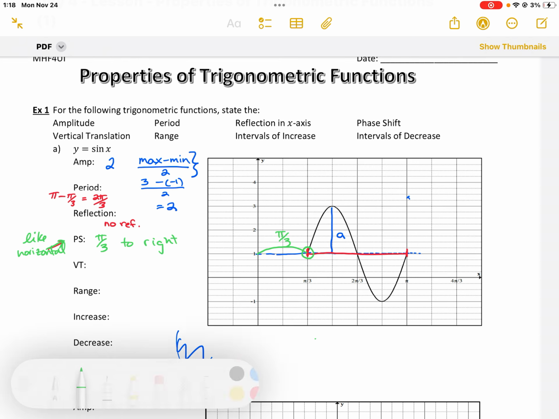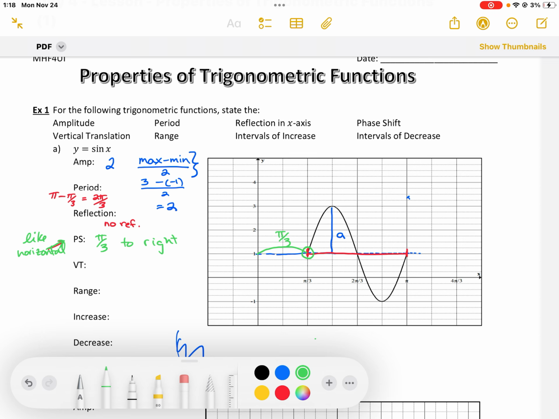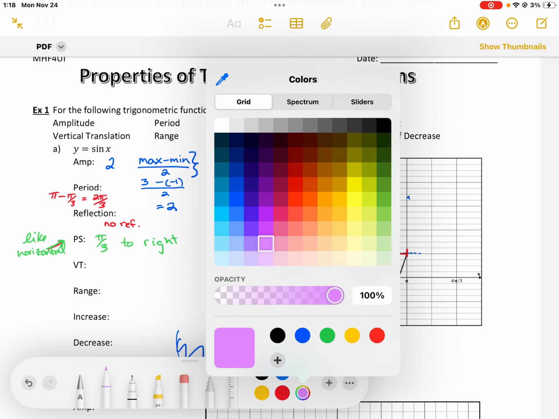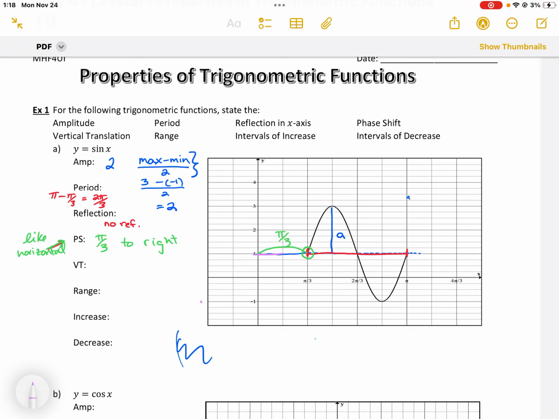And then my vertical translation is that blue line, which I'll redo in purple here. It is how far up my equation of the axis has gone from where it's supposed to be at y equals 0. So in this case, I've gone up 1. My range is going to go from my smallest y value to my largest y value, which is down here to up here. So I've got from -1 to 3.